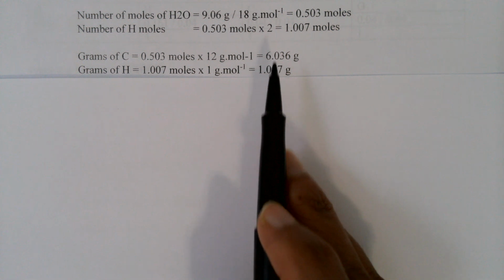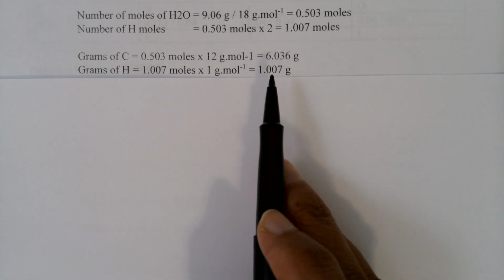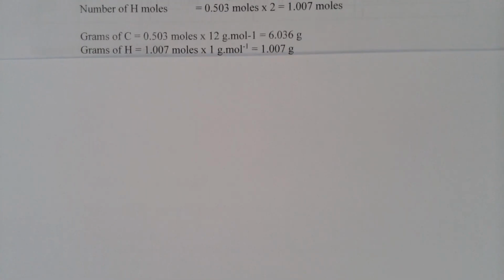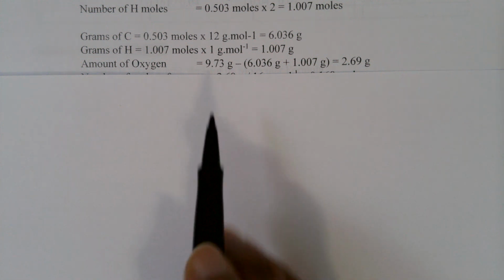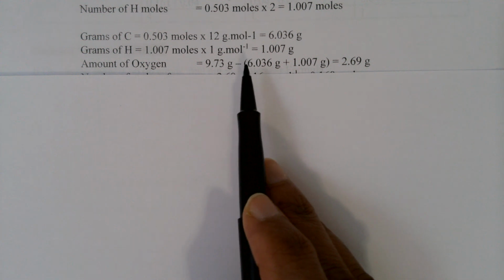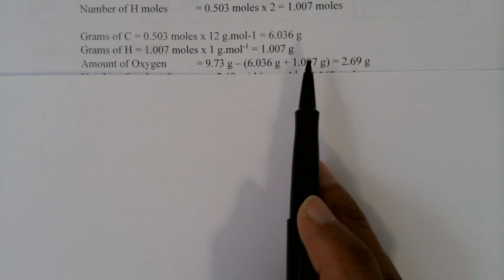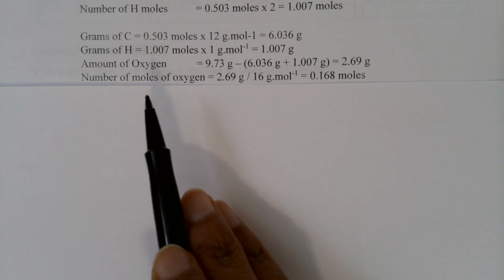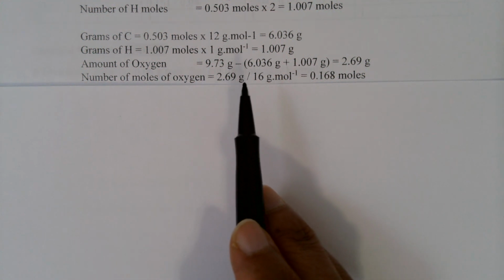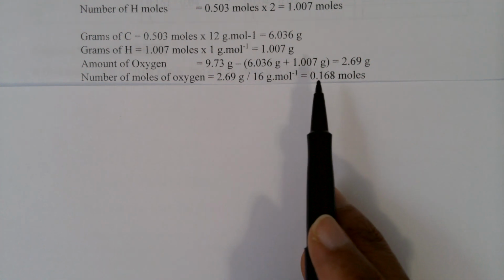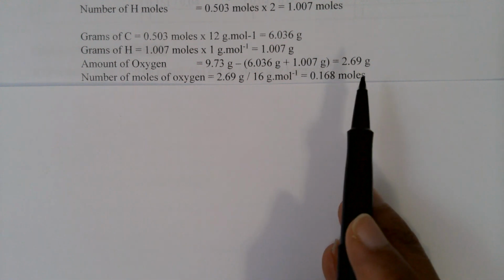Now this is the carbon mass and this is the hydrogen mass, and we know the total mass. Then we can easily calculate the mass contributed by oxygen, right? The mass of oxygen is the total mass, 9.73 grams, minus the mass of carbon plus the mass of hydrogen, and the answer is 2.69 grams of oxygen in that compound. Now let's calculate the moles of oxygen. 2.69 grams divided by 16, since one oxygen atom mass is 16 grams per mole. So the moles of oxygen is 0.168.